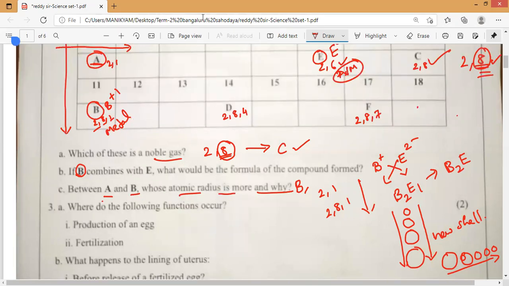So how many of you understand this question? Sanjay, have you understood this question? Kavya? Yes?